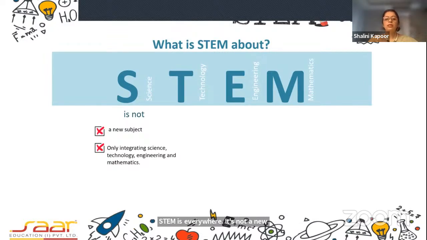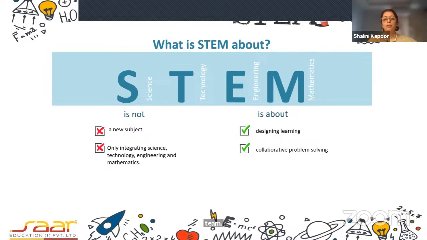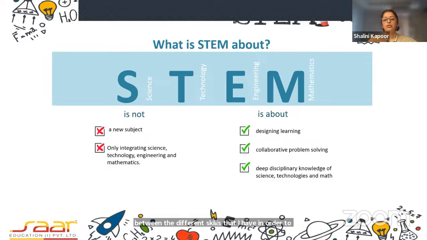And it is not just integrating science, technology, engineering, and mathematics. There is a lot more to it, as you will discover throughout this presentation. So what is STEM about? STEM is about designing learning, and it is about collaborative problem solving. We might be collaborating with people in a team, but even when I'm working alone, I'm collaborating between the different skills that I have in order to solve a problem. So it's all about collaboration.